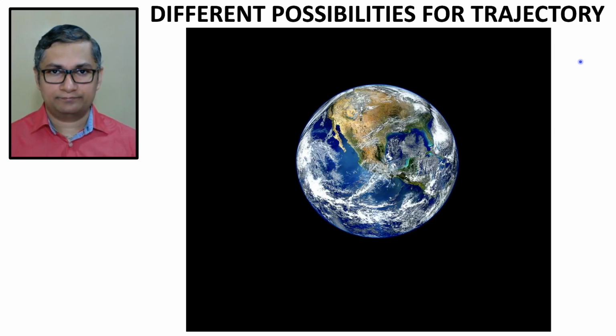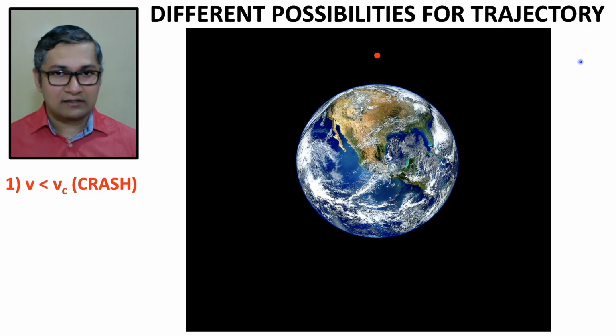Let's talk about it. Here we have our Earth. There should be stars around, but just neglecting all the stars, we're just looking at Earth. And at some point above the Earth, at a particular height h, I'm going to launch my satellite, where my satellite has to be at this height. Now what are the different possibilities? The first possibility is that I can launch the satellite with a speed which is less than the critical speed.